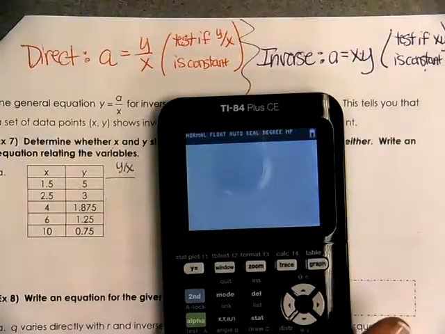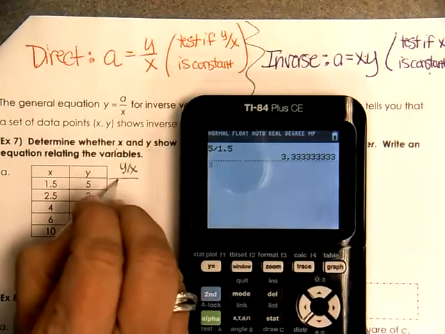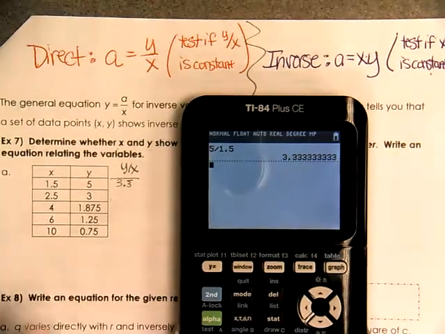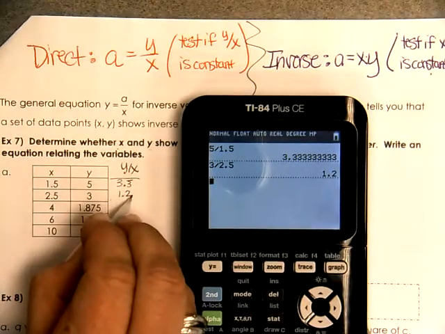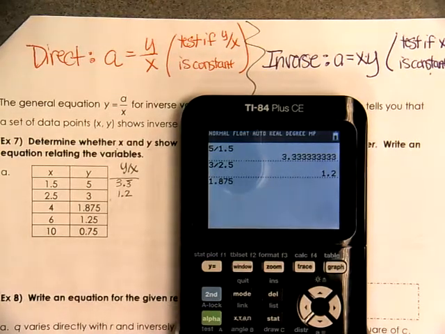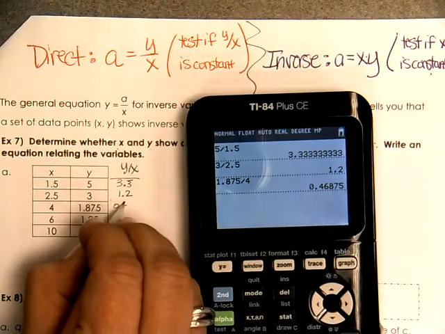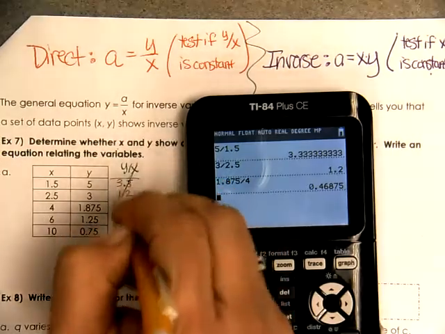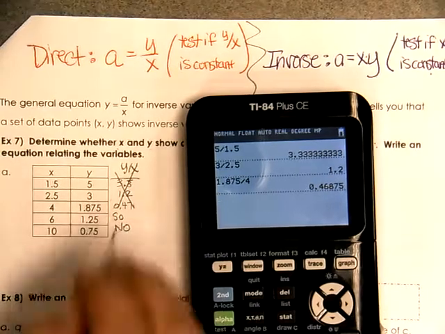I don't know if you can see mine up here. So if I took 5 divided by 1.5, that gives me about 3 1/3. I'll just put 3.3 repeating. If I took 3 divided by 2.5, oh, that gives me 1.2. I mean, I could test another one. 1.875 divided by 4 is 0.4685, so 0.47. Are these constant? No, okay? Since these are not constant, that means that it's not direct variation.